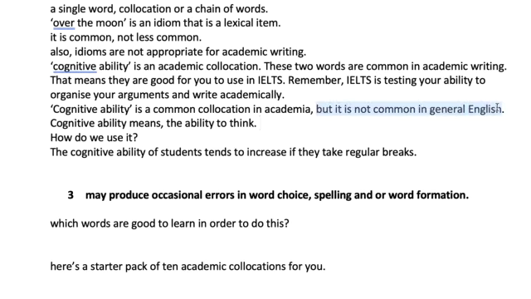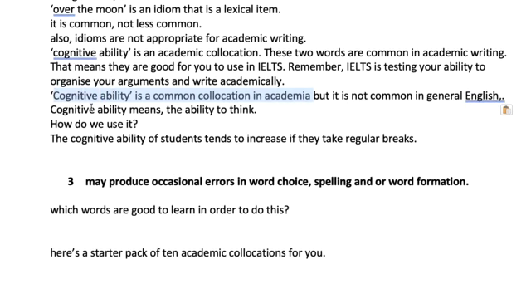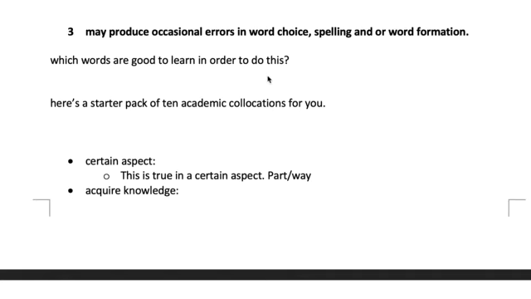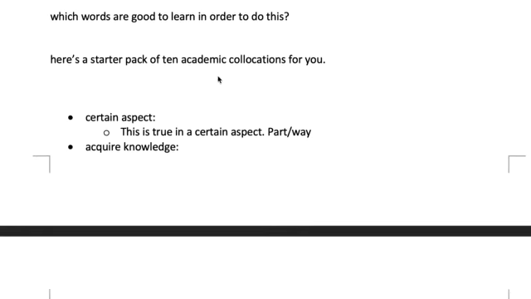So it's not common in general English. So using these correctly will give you a higher mark. All right, and cognitive ability means the ability to think. So there's one. How do we use it? The cognitive ability of students tends to increase if they take regular breaks. May produce occasional errors in word choice, spelling, or word formation. Well, again, this is just preparation. This is just practice and preparation. So let's learn 10 academic collocations.